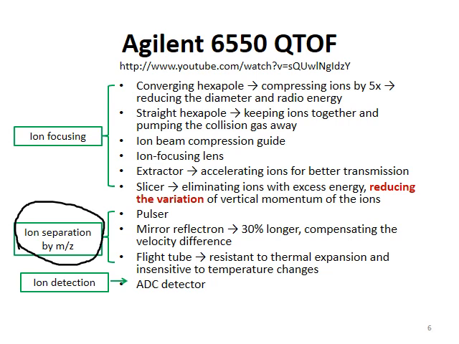Inside the TOF, you will see pulsar, a mirror reflectron, and a flight tube, right? As I have mentioned to you, if you look at your flight tube, the material they use to make this flight tube must be resistant to temperature change, and this will help the mass accuracy. And the last one is the ion detection. ADC detector is claimed to be able to collect the data faster than the previous detector.